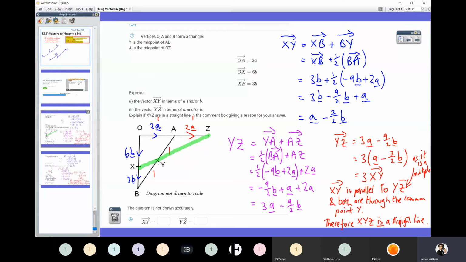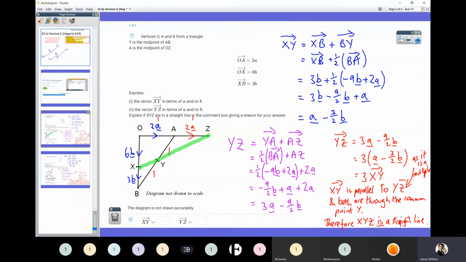So it's really only that very last bit that is extra, that's new knowledge for you. But it's just appreciating that if they ask for it to be in a straight line, you've got to know in your mind it's a two-step process. Show that they are parallel, and then secondly, conclude that because they go through the common point Y, they are therefore on a straight line.